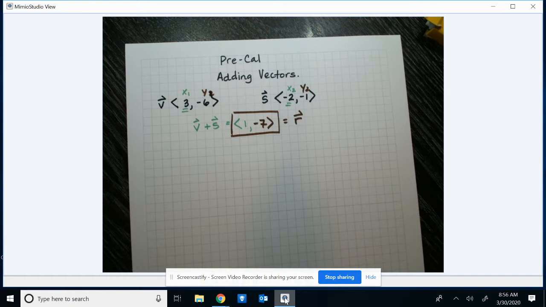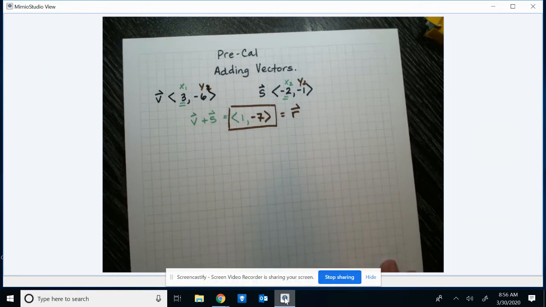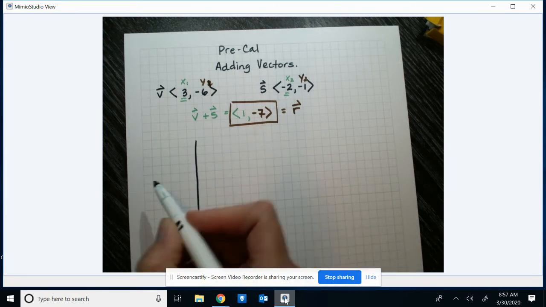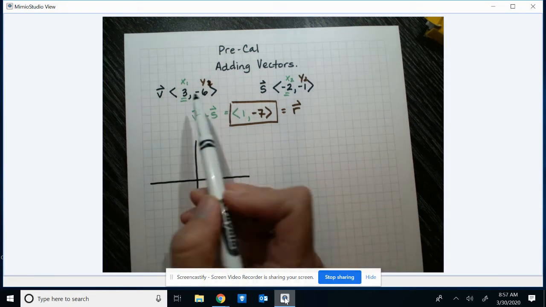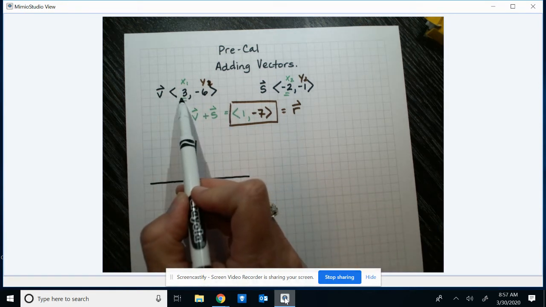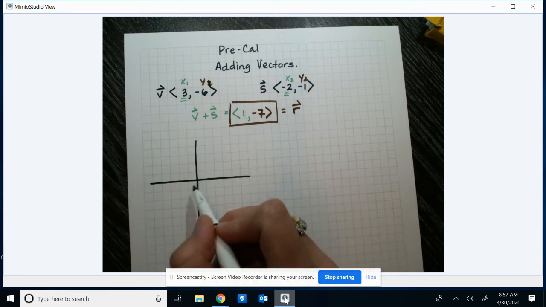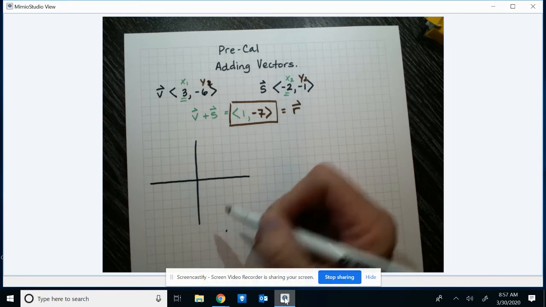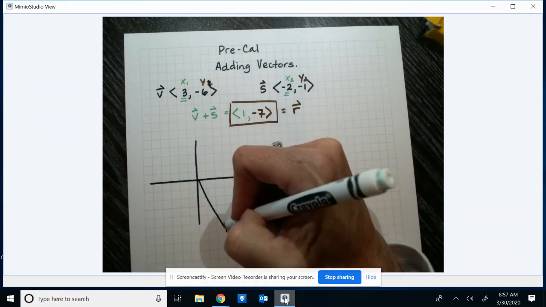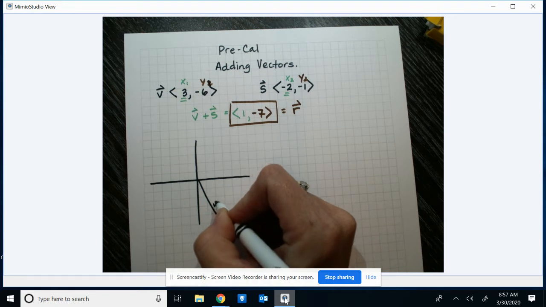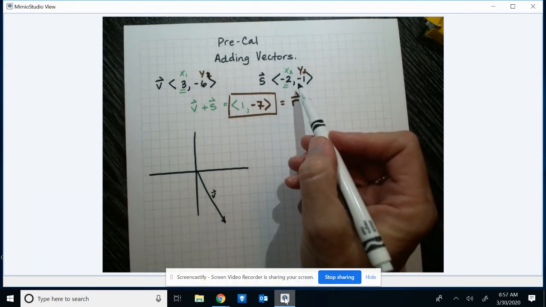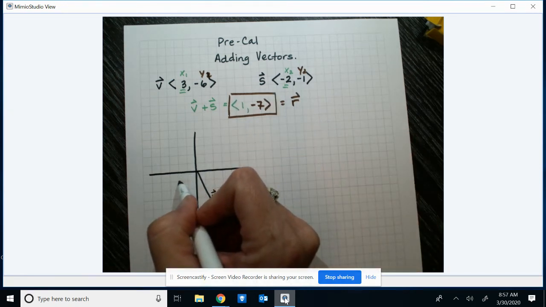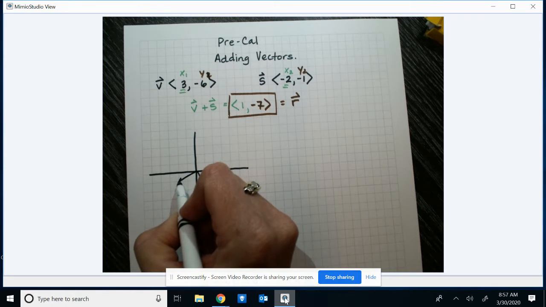Pictorially, if you're going to graph the vectors and add them together, so if I'm looking at the x and y axis, and I'm going to graph vector v, so 3, negative 6, so it's to the right 3, down 6. So if I count over 1, 2, 3, down 2, 4, 6, this is where vector v is going to end. So I'm going to label that as v. S is going to be to the left 2 and down 1. So that's going to be the left 2, down 1. This is where vector S is going to end. So I'm going to draw an arrow there.